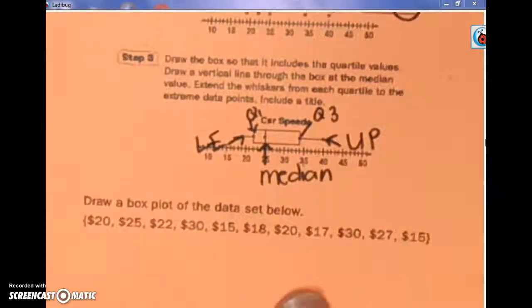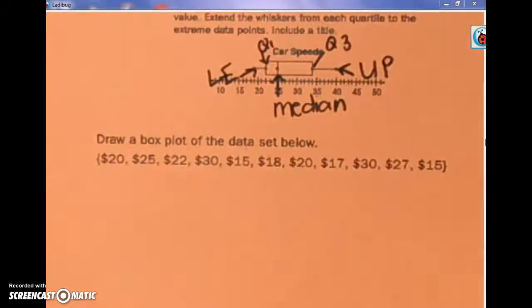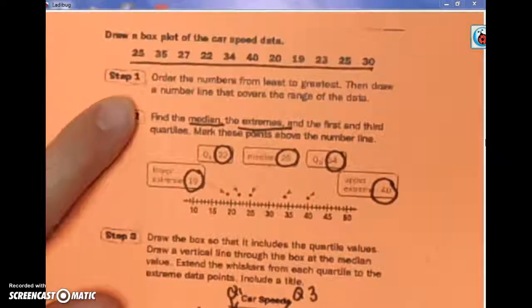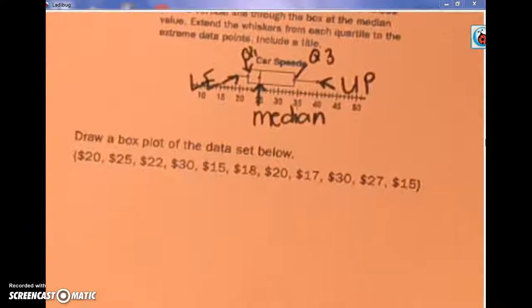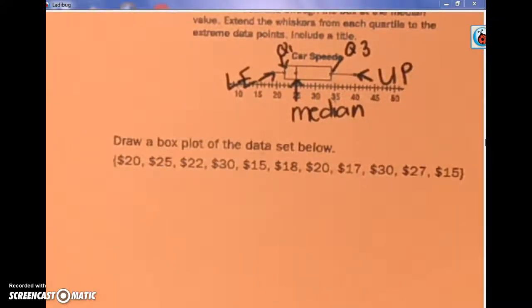So now let's actually do one. Since that was the example, make sure that you can look back at the example and know what's going on. Our step 1, according to up here, is putting the numbers in order from least to greatest. So we're going to go ahead and do that. Make sure you use all of the numbers.